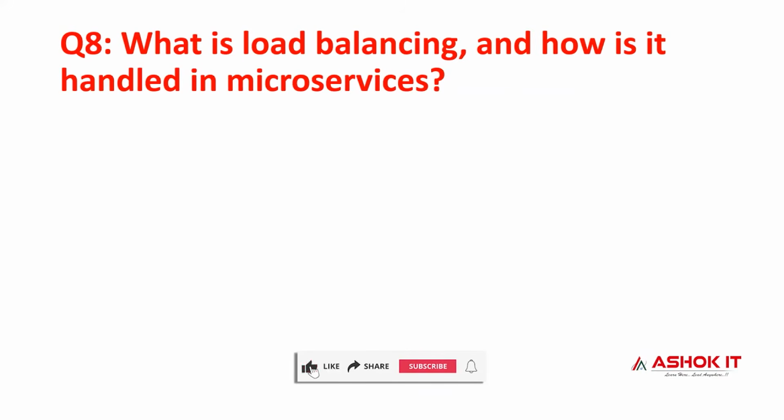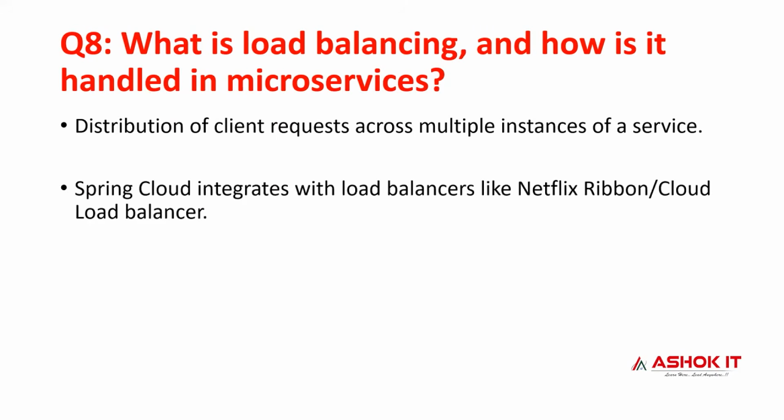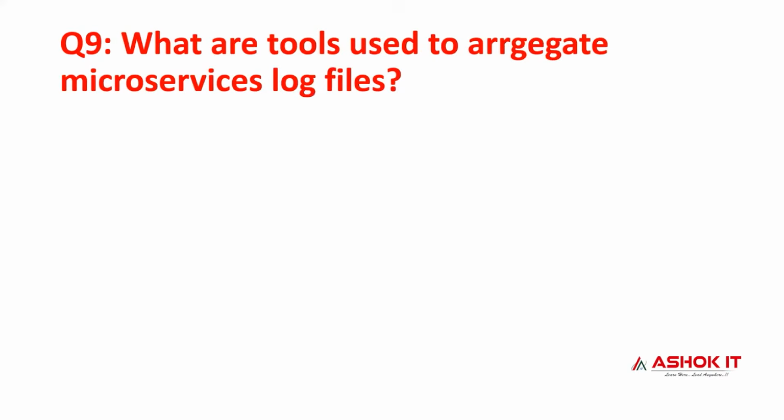What is load balancing and how is it handled in microservices? If we have a service running multiple times, and a client makes requests multiple times, those should be distributed to all the services equally. That is the distribution of client requests. Spring Cloud supports load balancing like Netflix Ribbon or Spring Cloud LoadBalancer. Ribbon is the legacy one, Cloud LoadBalancer is the later one. We can also call this a client-side load balancer. Here the client means another microservice which is making the request. So we can handle the distribution of load. We need not do any manual configuration here, this is auto-configured.